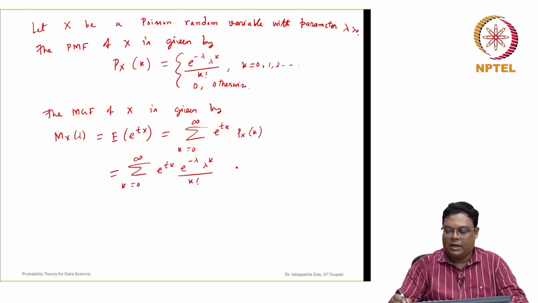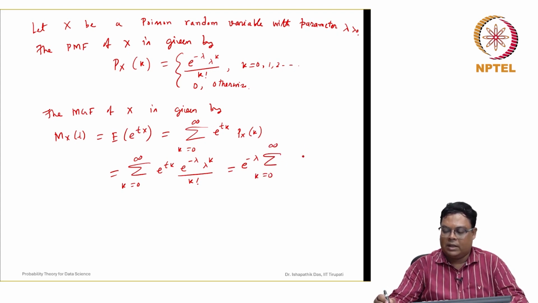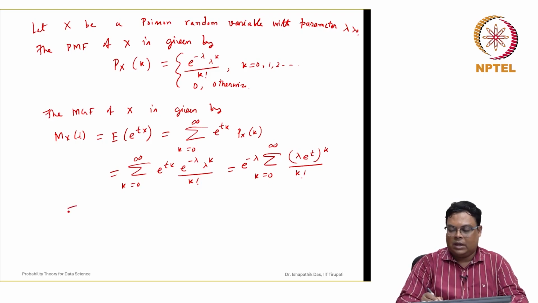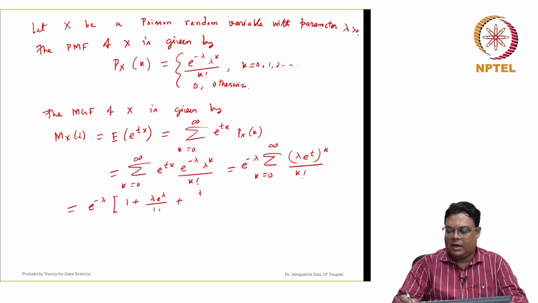Because e to the power of minus lambda is a constant, there is no k involved in it, with k from 0 to infinity. Now we can write lambda e to the power of t, the whole to the power k, by k factorial. So this is e to the power of minus lambda times 1 plus lambda e to the power of t by 1 factorial plus lambda e to the power of t squared by 2 factorial, like this. So this is an infinite series.